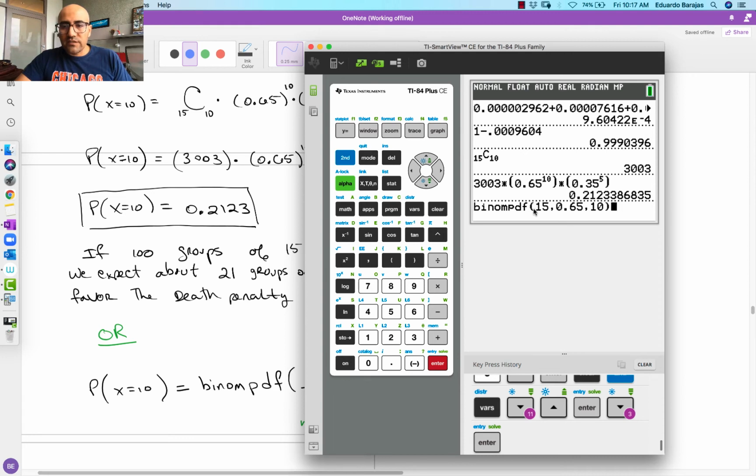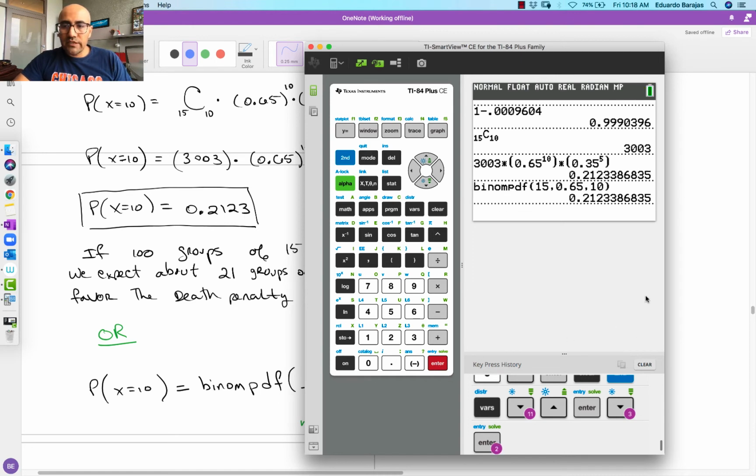It brought you to this screen and these things were blank, and then people didn't know how to complete the statement. So the newer models introduce that intermediate screen that helps you fill it out by asking you what are the trials, what's the probability of success, and what is the value of x. So that's what you get here. Either way, you get to this point, you type it all in, and then you hit enter, and you see that we get the exact same answer.